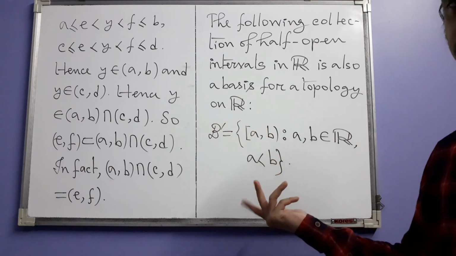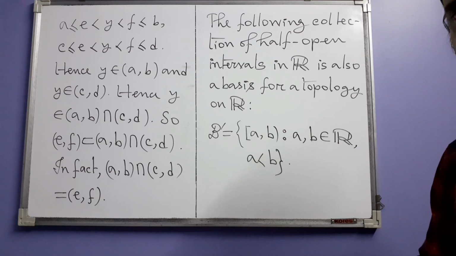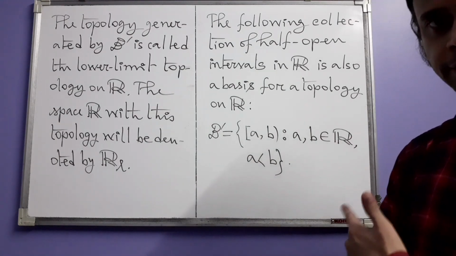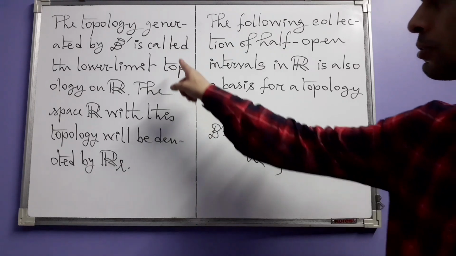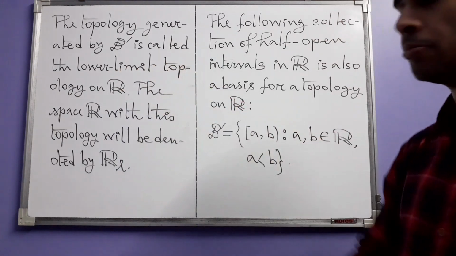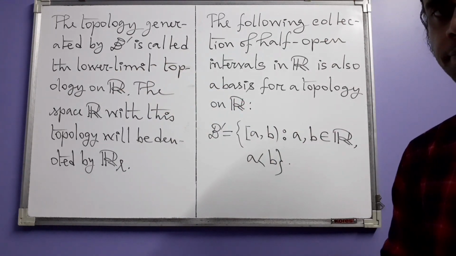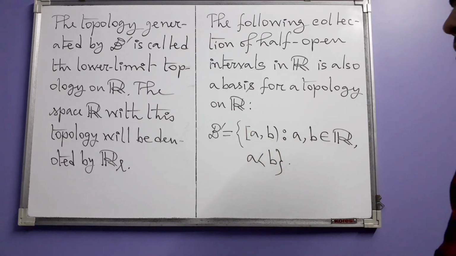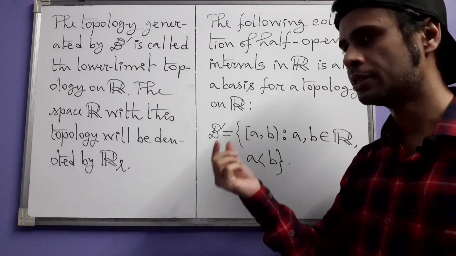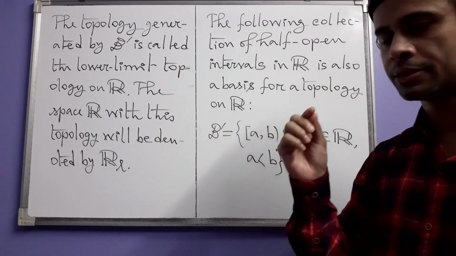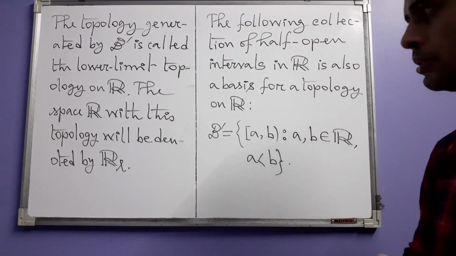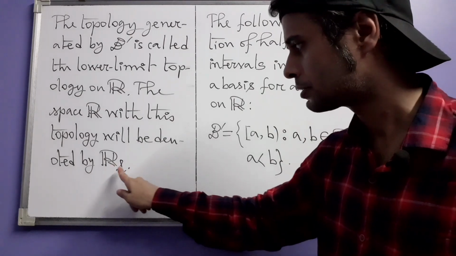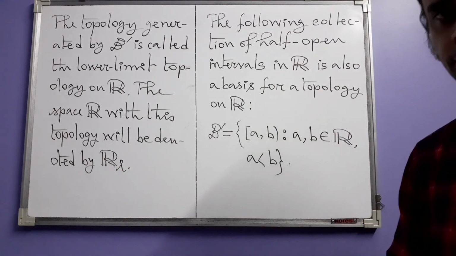What shall we call this topology? Let us next see that thing. The topology generated by this new basis B prime is called the lower limit topology. Okay, lower limit topology. And when we treat the space R, meaning the set R with this topology, we would use this symbol for the topological space, R suffix L, lower limit topology.